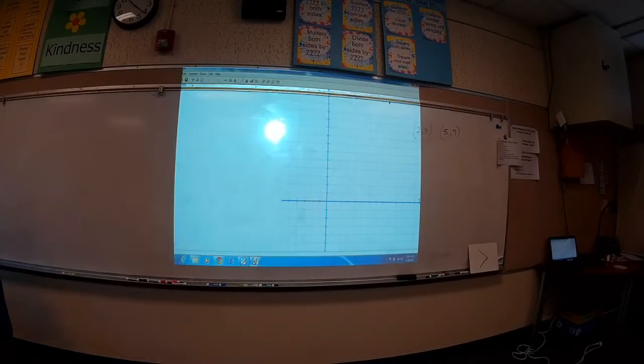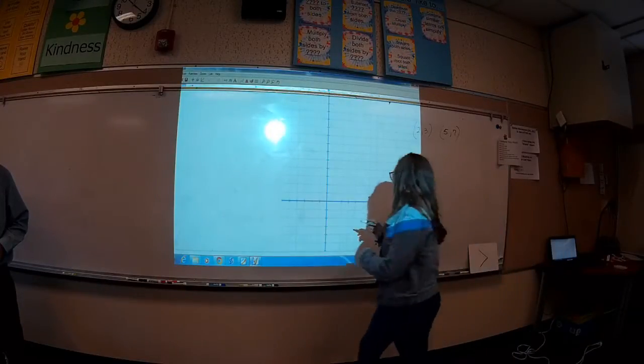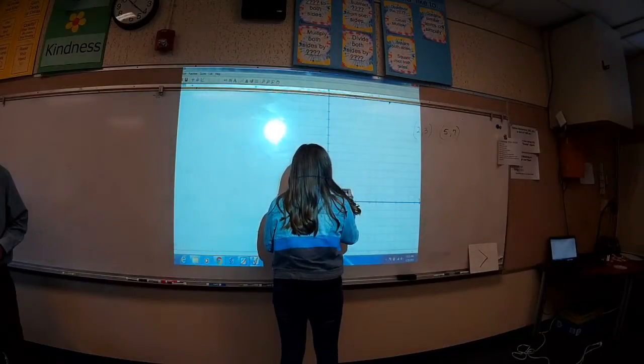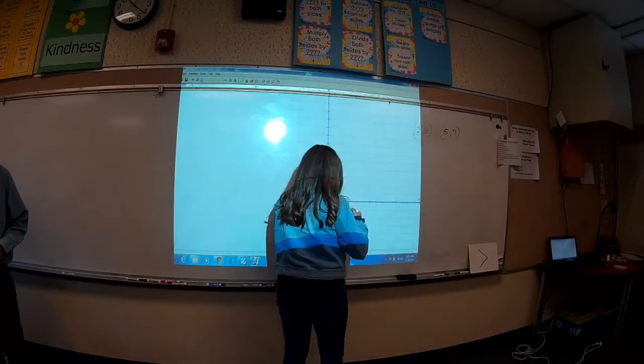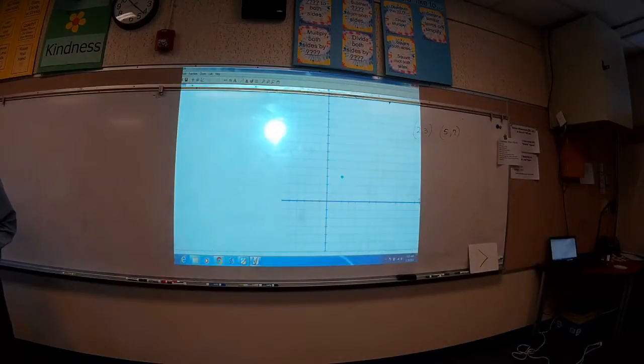Two, 3. Maddie, come up and plot 2, 3 for me, please. Perfect. Ooh, it's a good sized point too. Good. Next, everyone plot 5, 7 on your paper and share it with your neighbor.